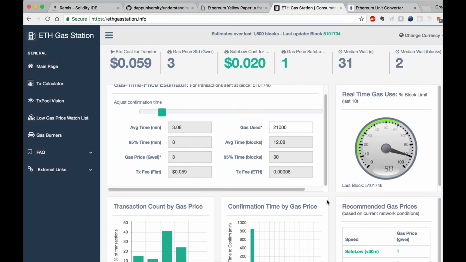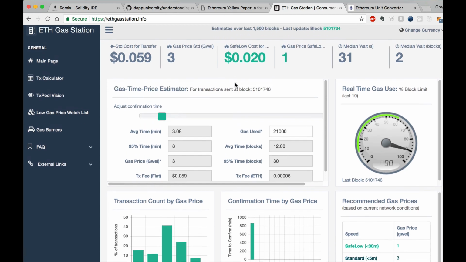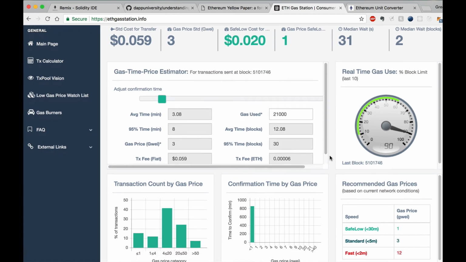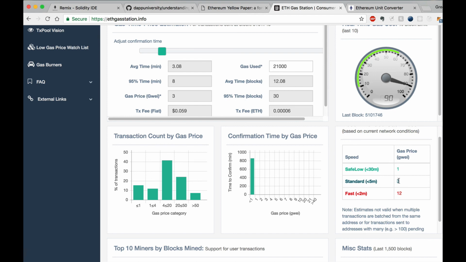And this kind of gives you the current status on the Ethereum network. We can see over here recommended gas prices based on current network conditions. So this is gas price in Gigawei. So basically, if you provision a gas price of 1, then you can expect a transaction that's less than 30 minutes. If you provision a gas price of 3, you can expect less than 5 minutes. And if you provision 12, it's less than 2 minutes.